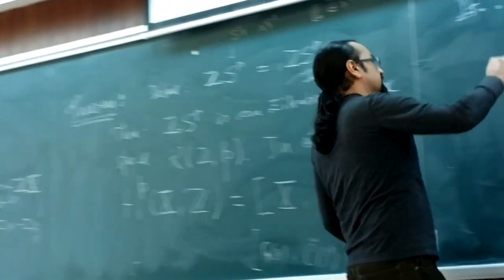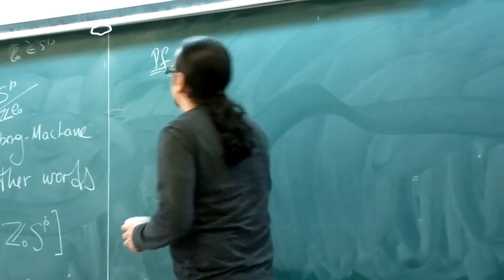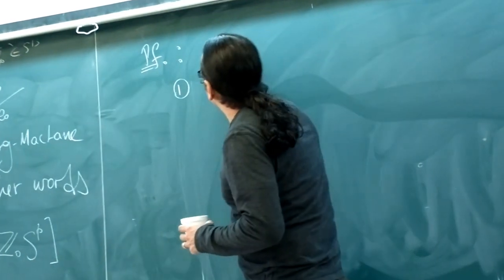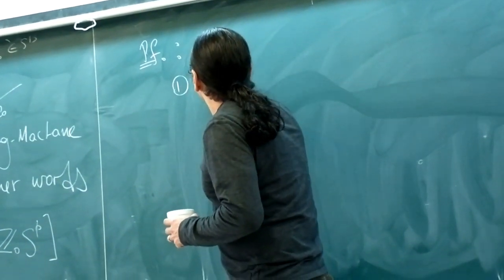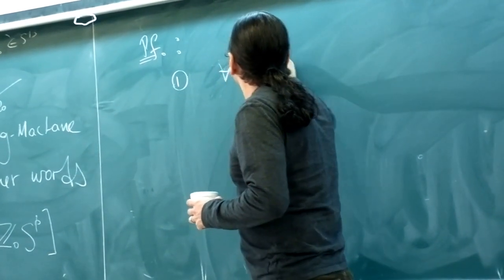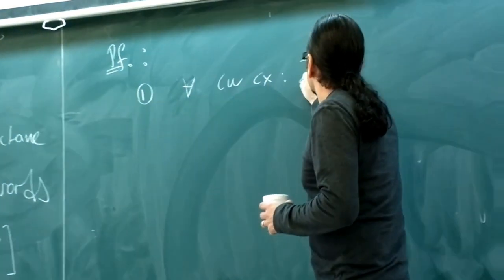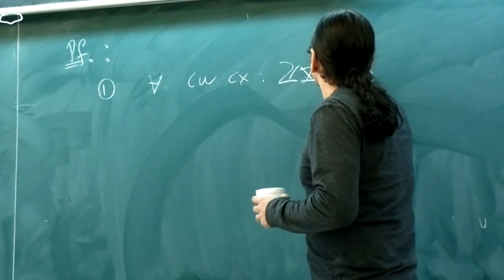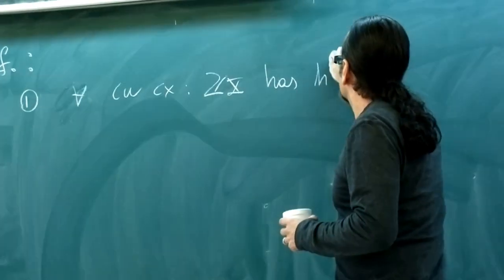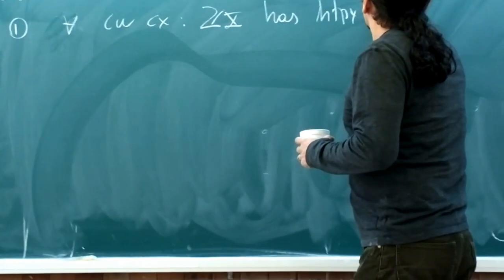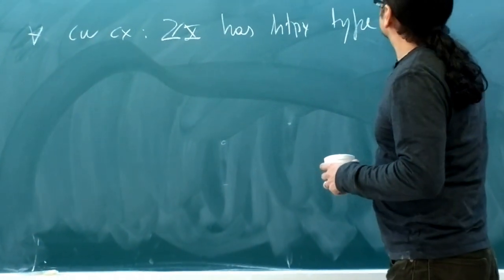So the proof is the following. Step one is that for every CW complex, this thing has the homotopy type of a CW complex. I can prove that for anyone if you ask afterwards.